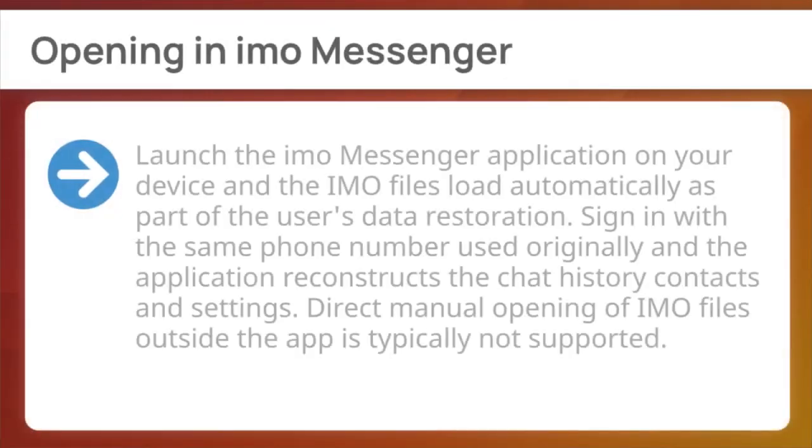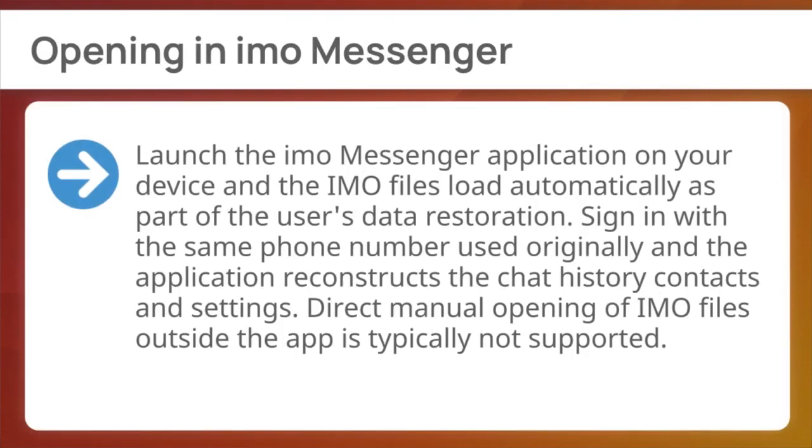First, opening an IMO Messenger. Launch the IMO Messenger application on your device, and the IMO files load automatically as part of the user's data restoration. Sign in with the same phone number used originally, and the application reconstructs the chat history, contacts, and settings. Direct manual opening of IMO files outside the app is typically not supported.